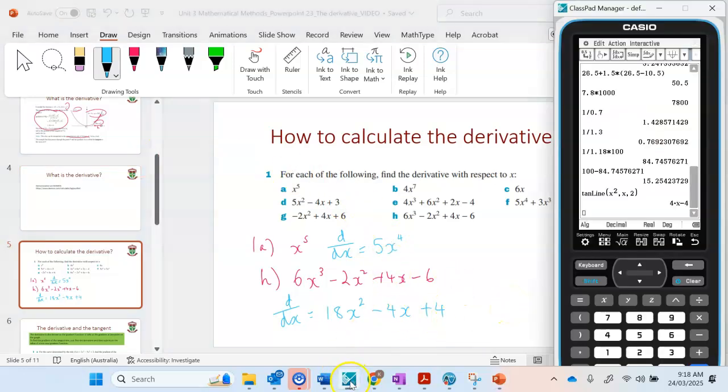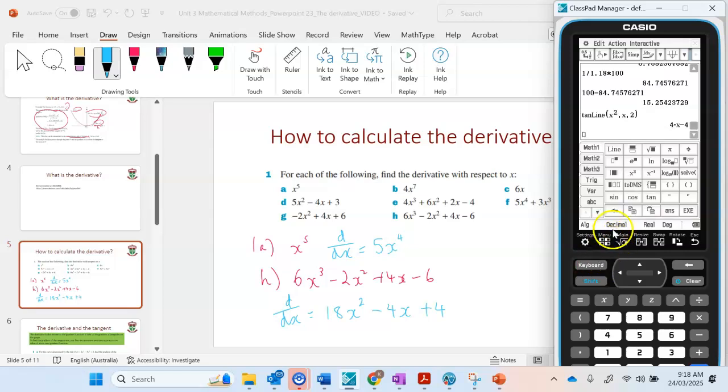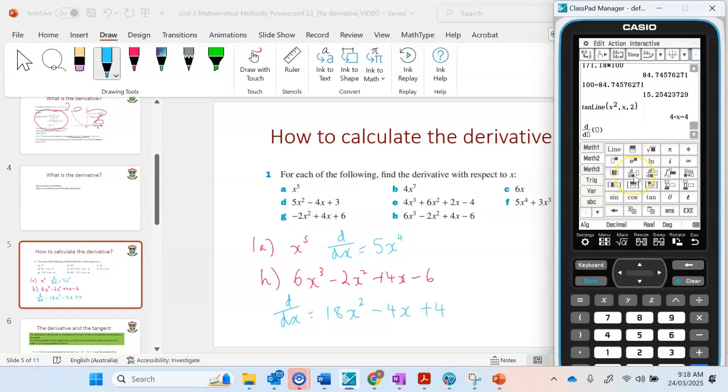Now on your calculator, if you want to check your answer, you can just go to this one here. There's other ways you can do it, but I'm just going to show you here. So d/dx, and then we can put in our expression. So 6x cubed minus 2x to the power of 2 plus 4x minus 6. And then you can check your answer there. So 18x squared minus 4x plus 4.